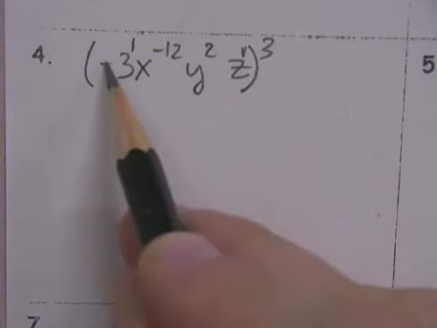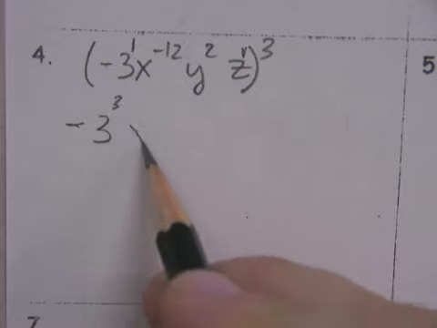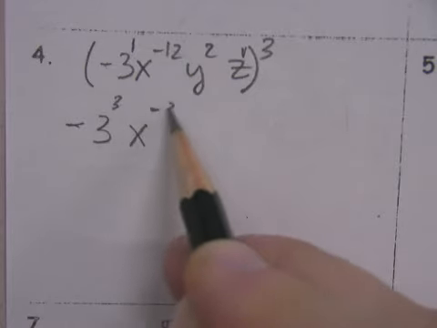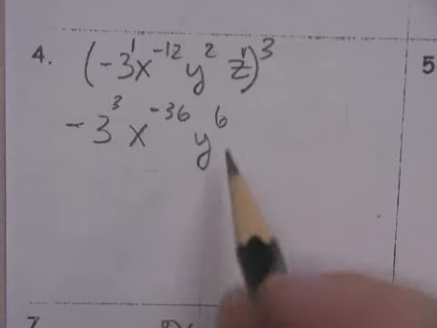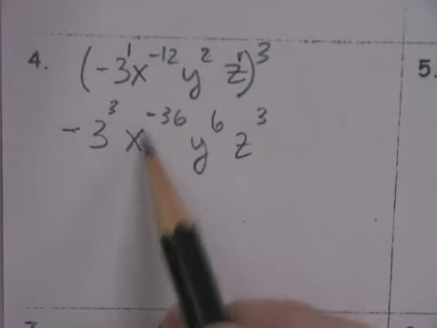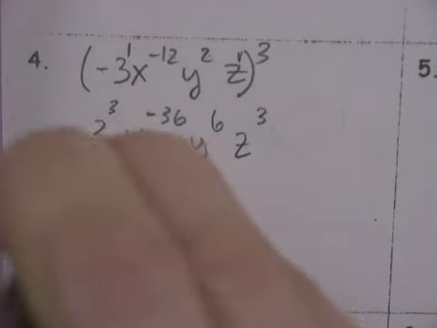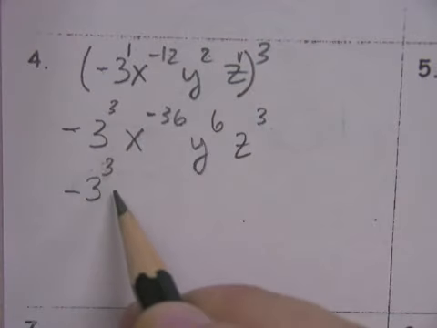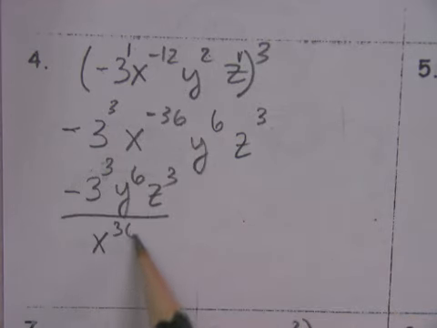All right, so ready? So 3 with the negative, that's 3 negatives gives you a negative. 3 cubed, because 1 times 3 is 3. X to the negative 12 times 3 is negative 36. See, that's going to be 6 there, because 2 times 3 is 6. And then z cube. This is going to give us some outrageous numbers. This is going to be an enormous number. All right, this x is negative, so let's move him downstairs. So I get negative 3 to the 8th. No, I lied. Negative 3 cubed, y to the 6th, z cubed over x to the 36.